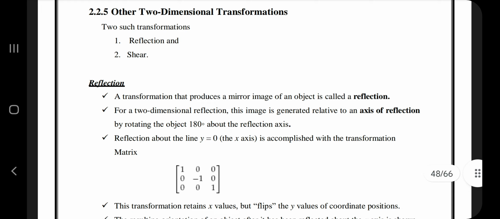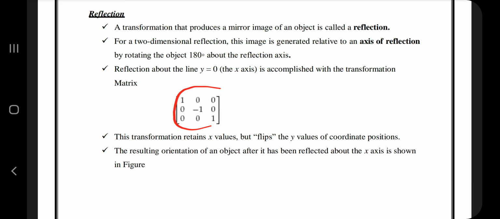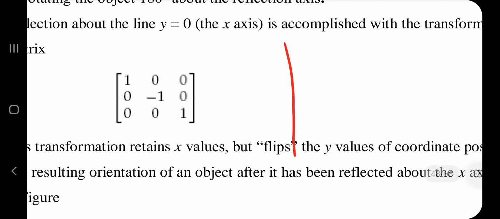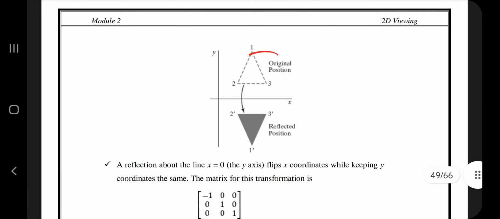And this is the last topic from the two-dimensional transformations, reflection and shear. In this, both the theory as well as the numericals are asked. Okay. So reflection, this value you have to remember. If you have to perform the reflection about the x-axis, if you have a triangle here, actually there is a diagram, I will show you the diagram itself. So this is the original position, and after the reflection this is the position.